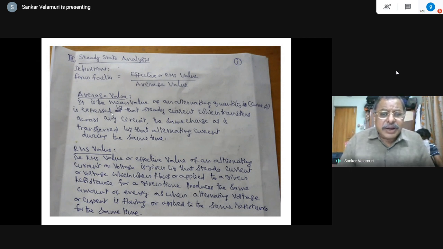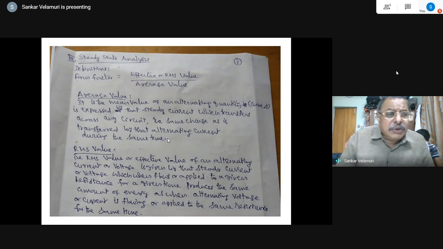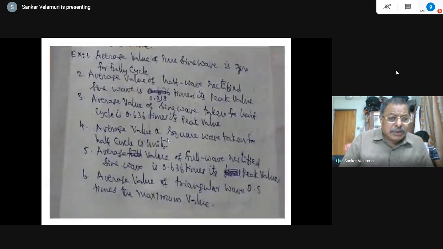The average value is the mean value of an alternating quantity, expressed by that steady current which transfers across any circuit the same charge as that transferred by the alternating current during the same time. And the RMS or effective value of an alternating current or voltage is given by that steady current or voltage which, when applied to a given resistance for a given time, produces the same amount of energy as the alternating voltage or current applied to the same resistance for the same time. These definitions are very well known to you. I don't have to explain these things, but sometimes you need to apply them for different applications, which I will mention. Now I will show some of the properties here.